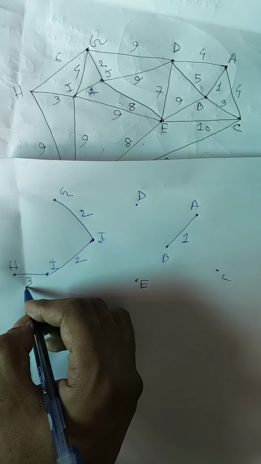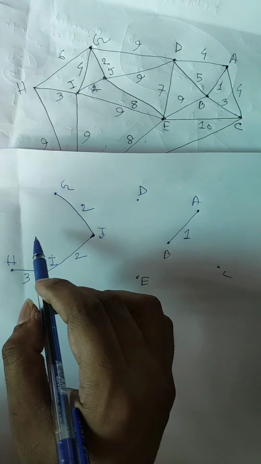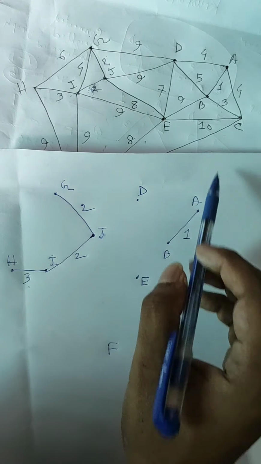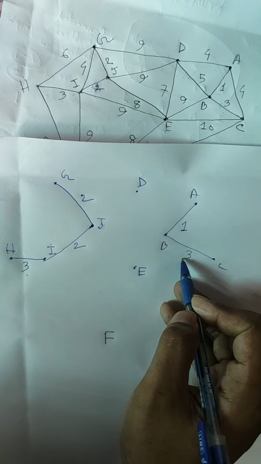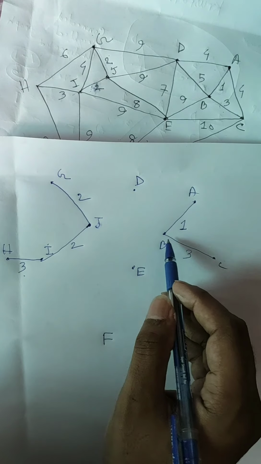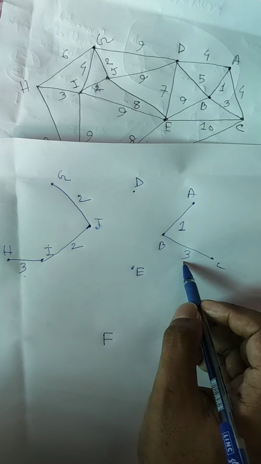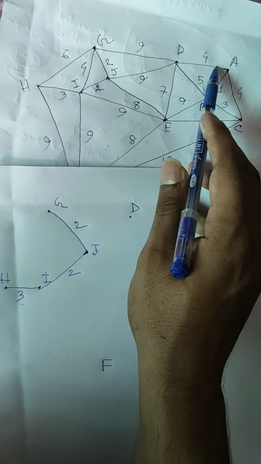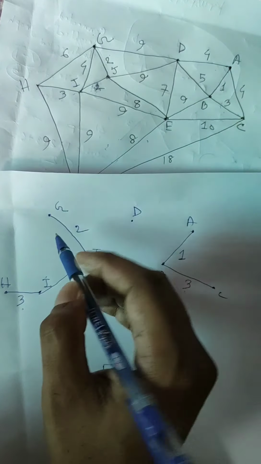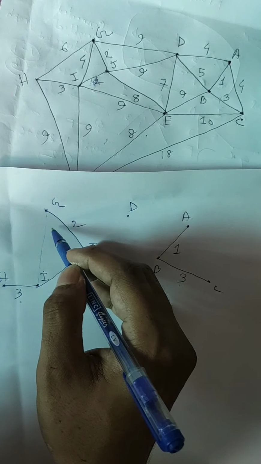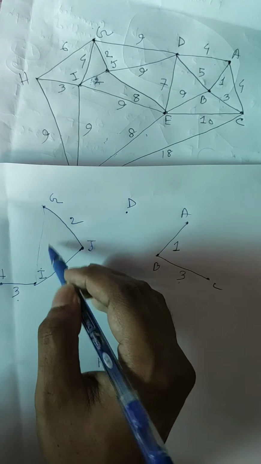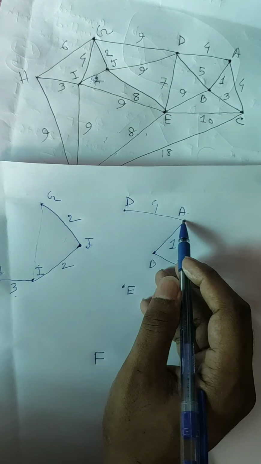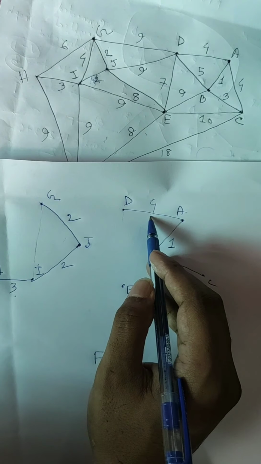If we take these 3, does any loop exist? No. So we can take this 3. And if we take these 3, there also exists no loop. So we can take these 3 also. Then what is the minimum? 4, 4. If we take this 4, there exists a loop, so we cannot take this. If we take this 4, does any loop exist? No. So we can take this 4.